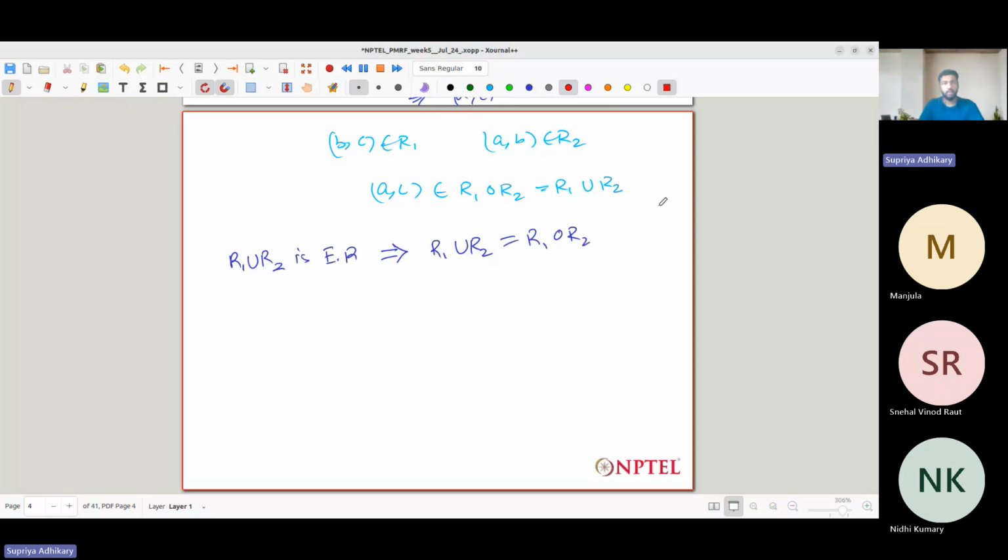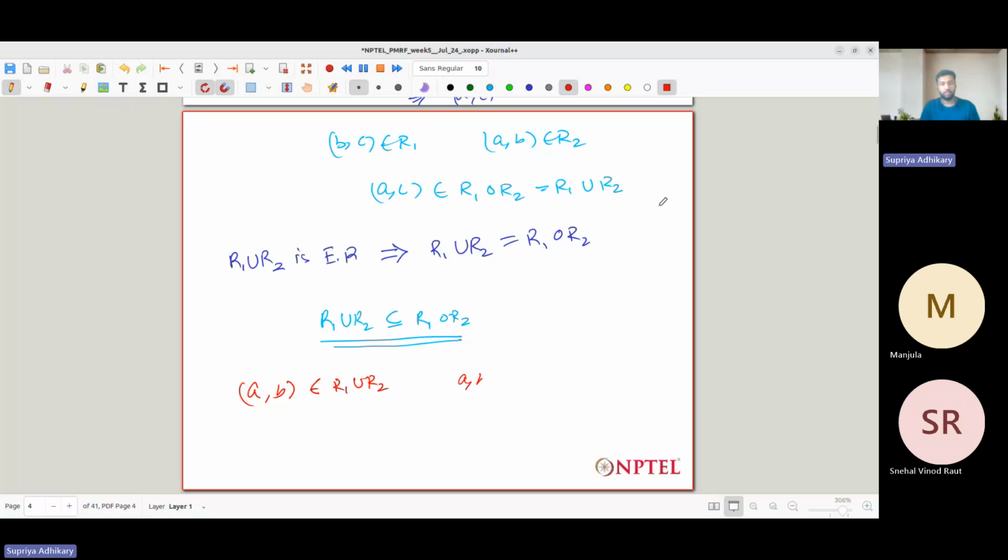Now for this part, what we have to do is show that R1 union R2 is a subset of R1 compose R2. That's the first thing that we have to prove. So to prove this, we can take a random pair AB in R1 union R2. Now since AB belongs to R1 union R2, we can consider without loss of generality that this AB belongs to R1.